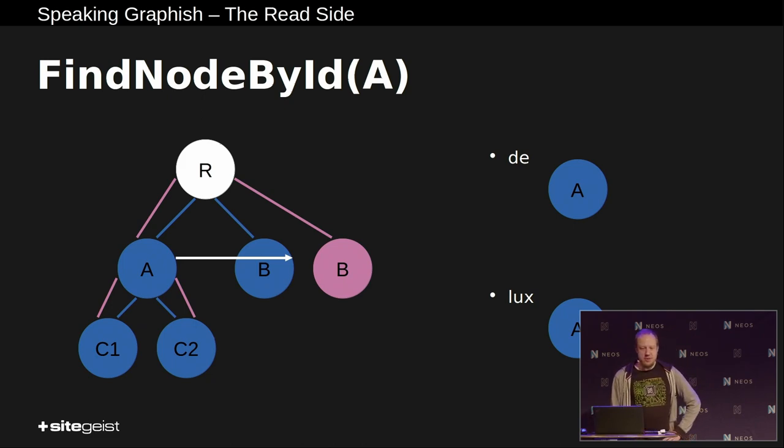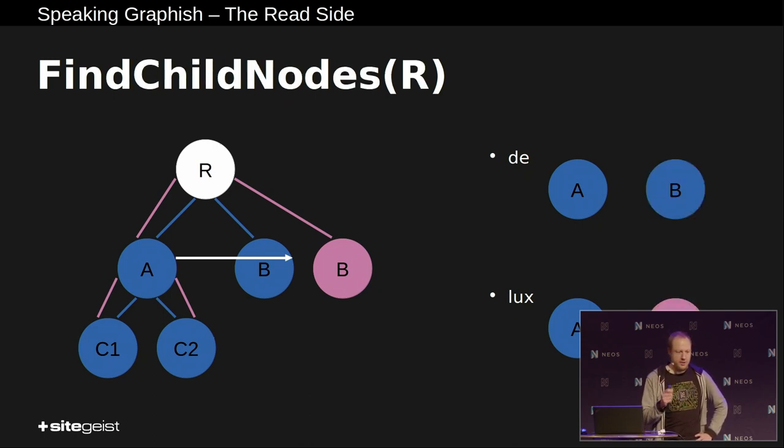Okay, here's what actually happens if you do that. So you have this find node by ID. That's pretty easy, right? So you just get the node with the respective ID in either language, because this German node also is available in the Luxembourgish perspective. Find child nodes will return the child nodes, obviously, A and B for the root node R.